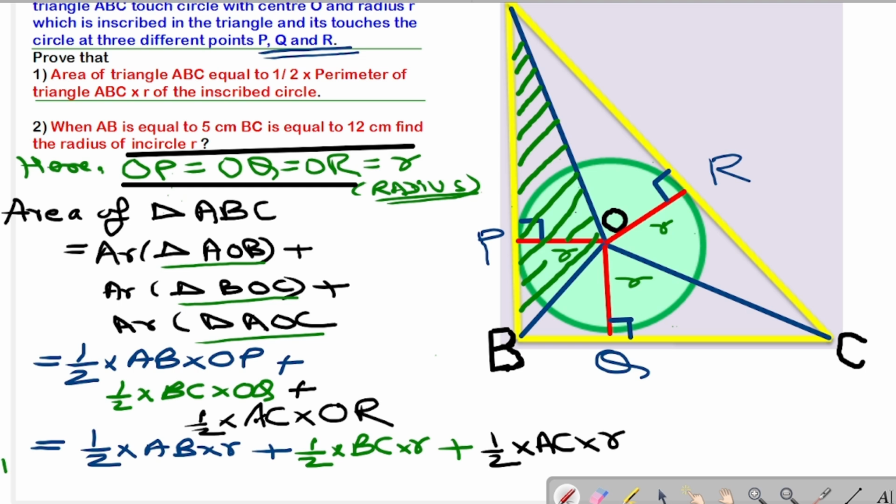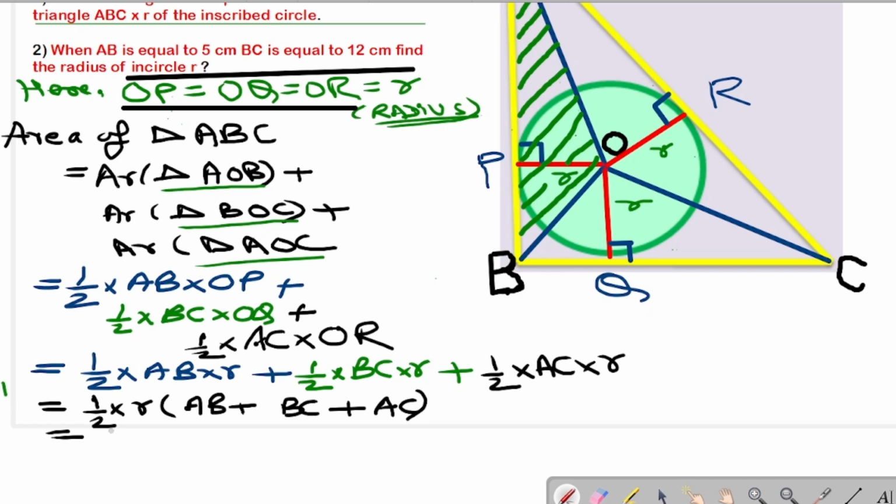Now what we will do? Just take 1 by 2 into R as common. Then inside the bracket we will have AB plus BC plus AC. And what is AB plus BC plus AC? For triangle ABC, this is the perimeter of triangle ABC. The perimeter of a triangle is always equal to the sum of all its sides, which is AB plus BC plus AC.